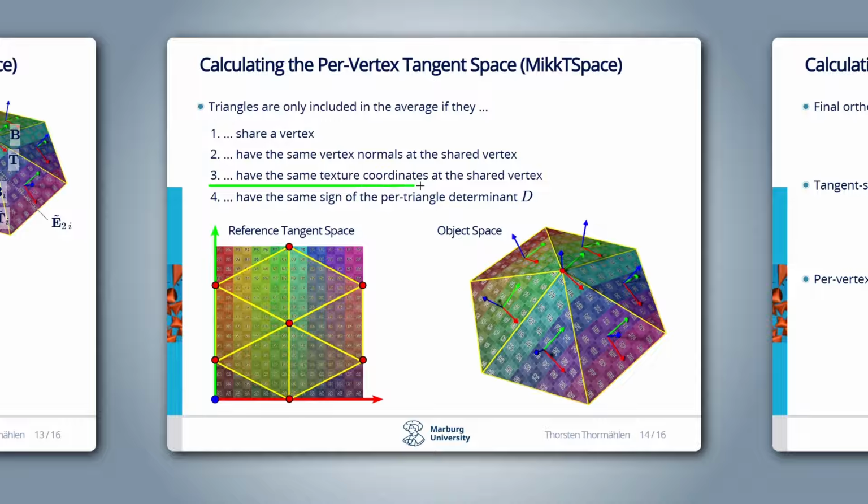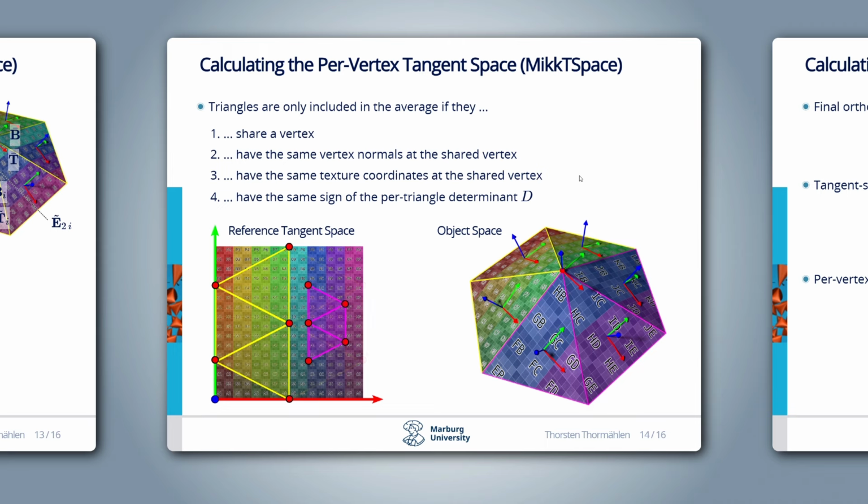Third, have the same texture coordinates at the shared vertex. If the texture coordinates are not the same, it is assumed that the triangles are not part of the same surface parameterization. In the figure we see an example. The same vertex in object space has 2 different texture coordinates. This one for the triangle group marked in yellow and this one for the triangle group marked in purple. So in this case we would need to calculate 2 different per-vertex tangent spaces by taking the weighted average over each triangle group. 1 tangent space for the yellow group and 1 tangent space for the purple group.